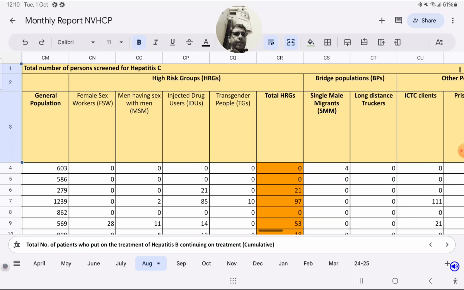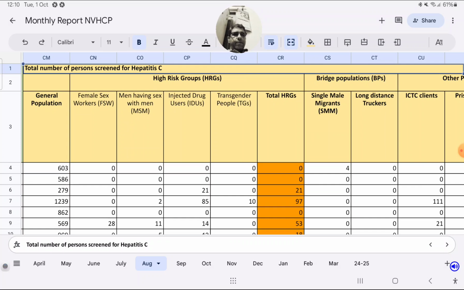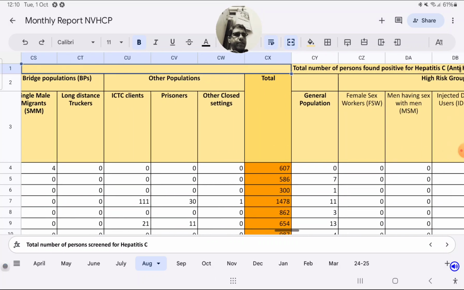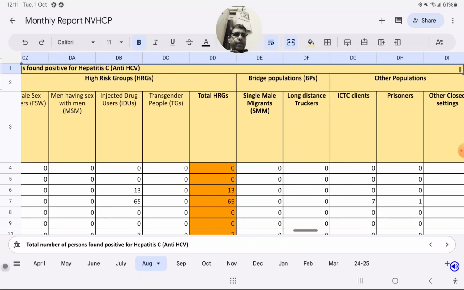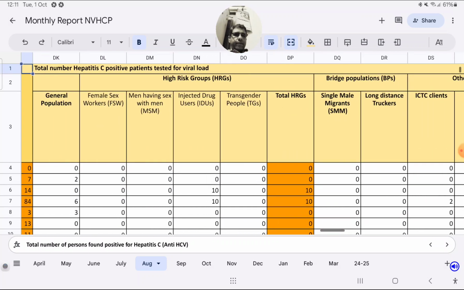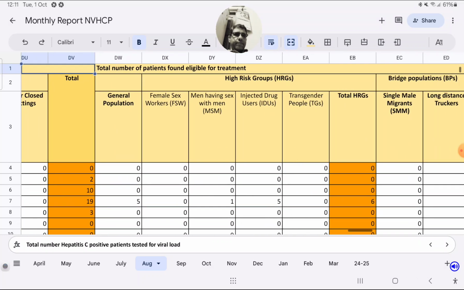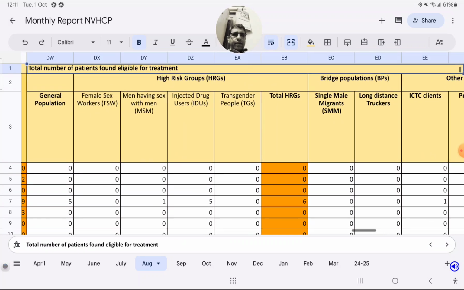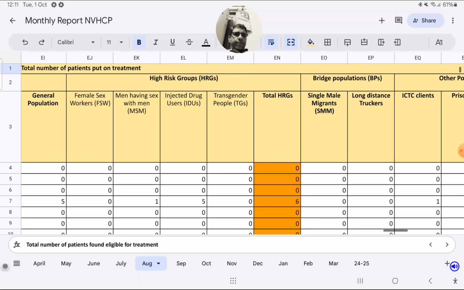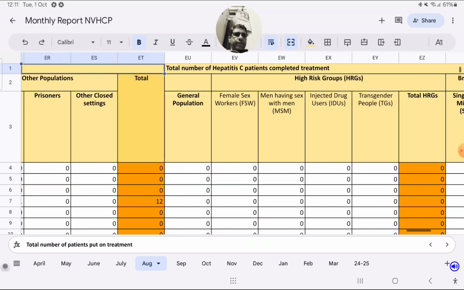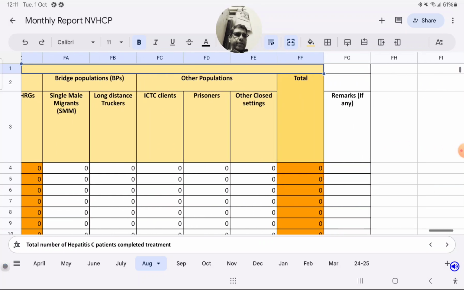Now going to the hepatitis C part. Here also there is a similar type of categorization for HR and general population, like total number of persons screened for hepatitis C and sub-classification. Next is total number of persons found positive for hepatitis C. Next is total number of C patients tested for viral load. Total number of patients found eligible for treatment. Total number of patients put on treatment. Total number of C patients completed treatment.